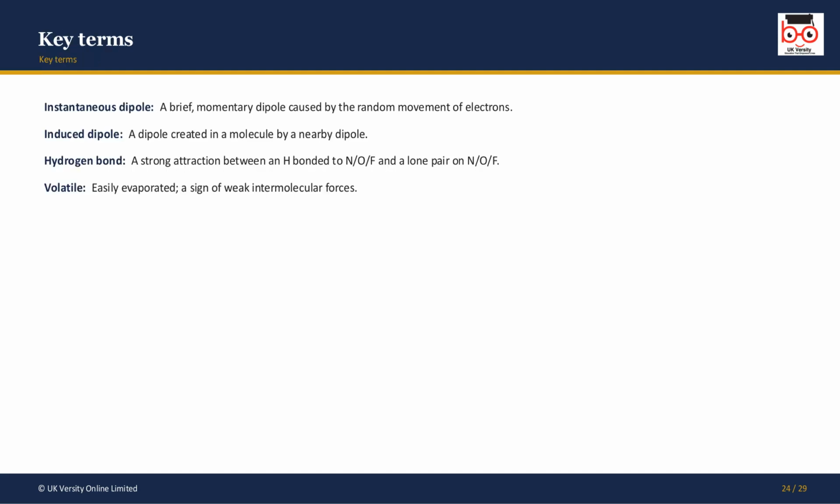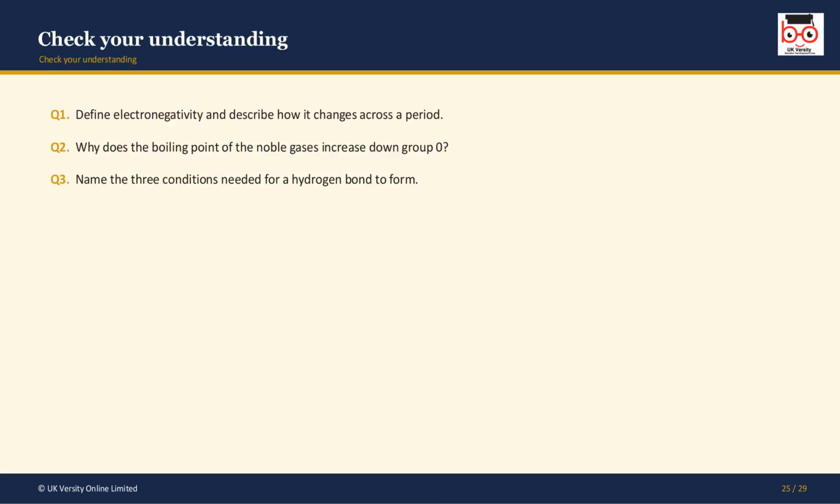A final set of terms. An instantaneous dipole is a brief, momentary dipole caused by the random movement of electrons. An induced dipole is a dipole created in a molecule by a nearby dipole. A hydrogen bond is a strong attraction between a hydrogen bonded to nitrogen, oxygen, or fluorine, and a lone pair on another nitrogen, oxygen, or fluorine. And volatile means easily evaporated, a sign of weak intermolecular forces. Let's check your understanding.